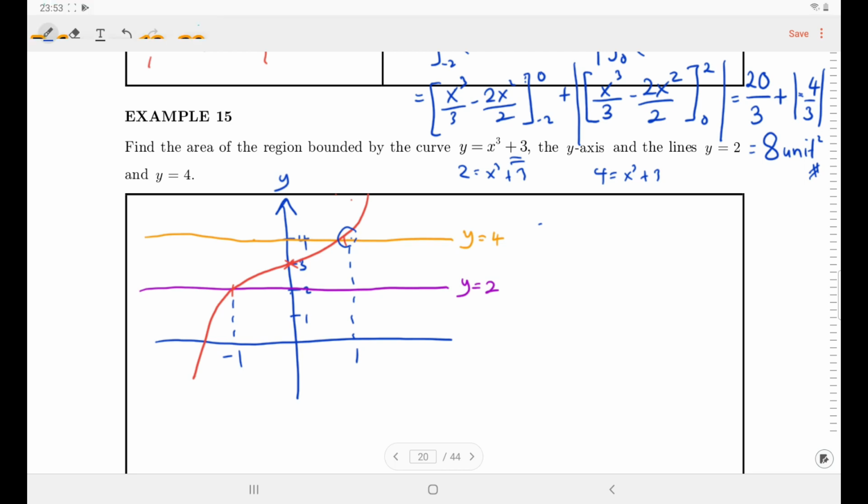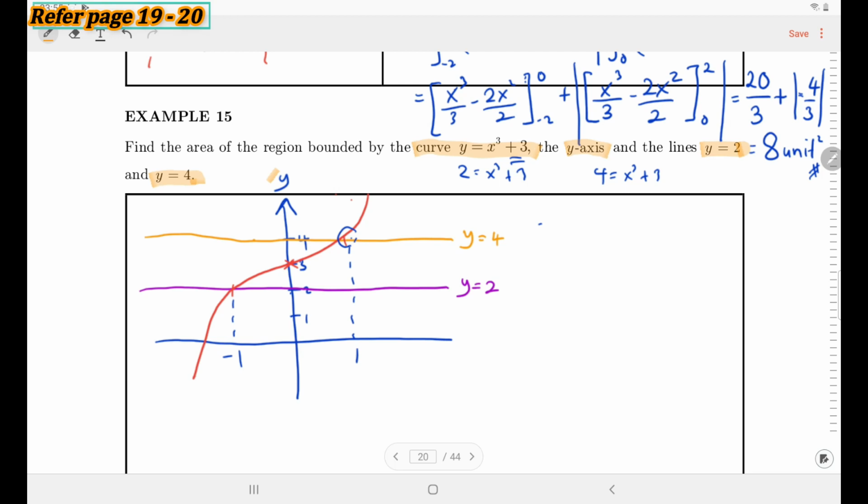So what will be the region? Okay, look back to the question. Find the area of the region bounded by the curve, the y-axis, lines y equals 2 and y equals 4. So there are 4 bounding lines here: we have the curve, the y-axis, and 2 lines, which are y equals 2 and y equals 4.